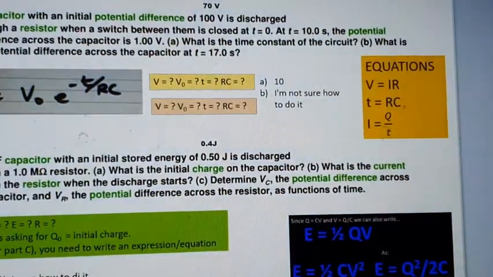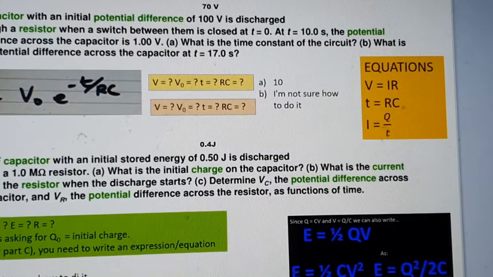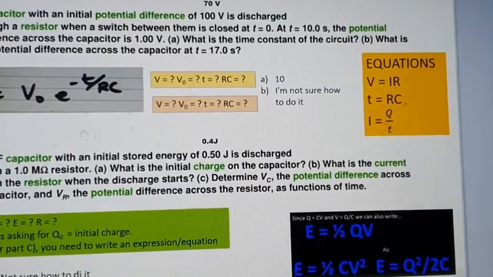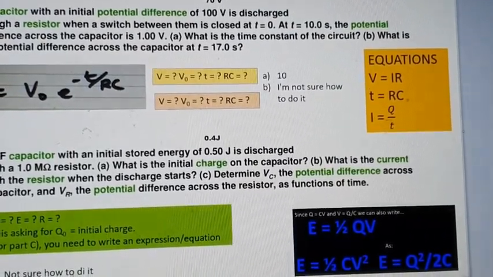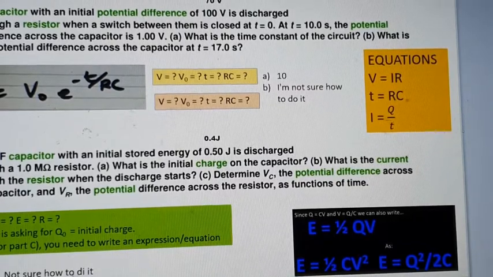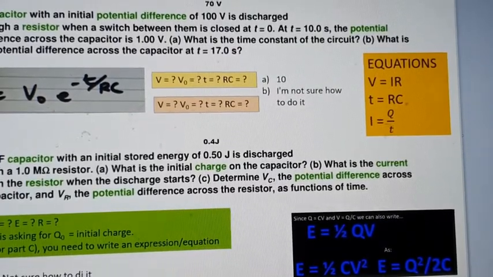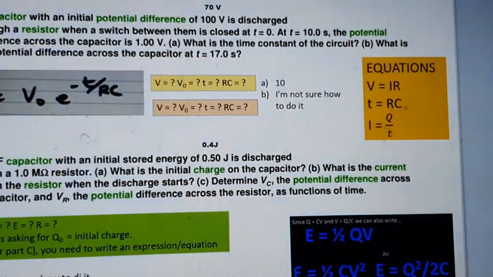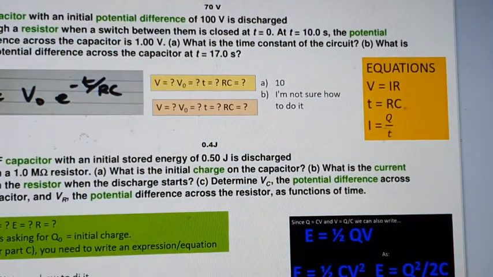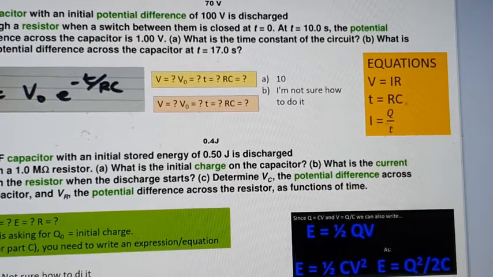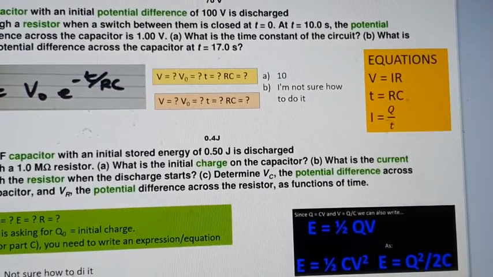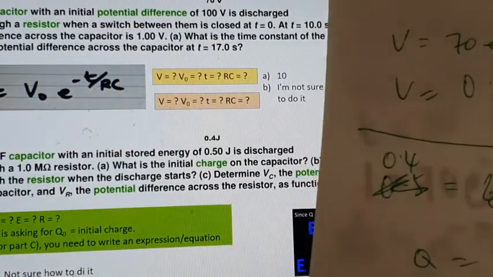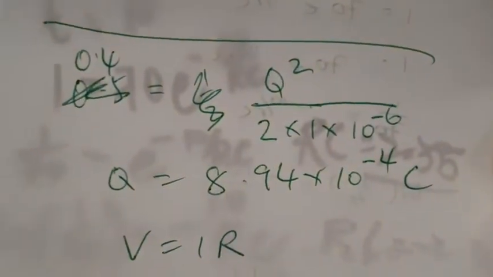And so that's part A. What is the current through the resistor when the discharge starts? So you use V equals IR. What is R? Okay, so you know that Q is equal to 8.94 times 10 to the minus 4.